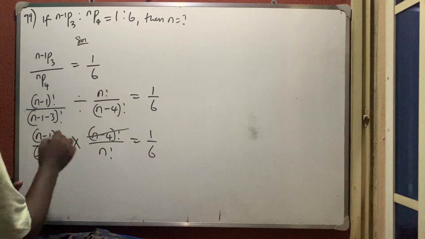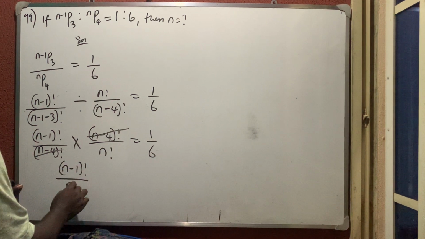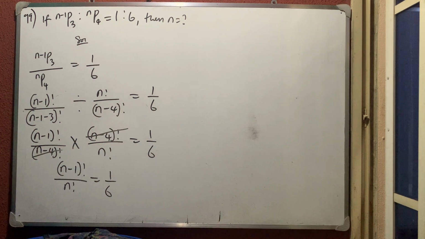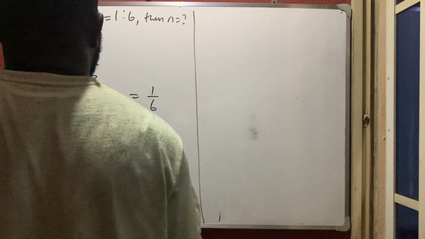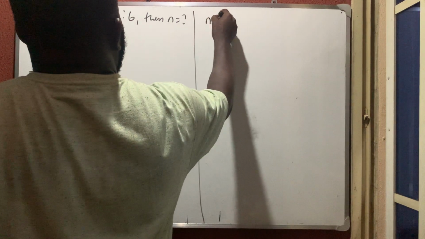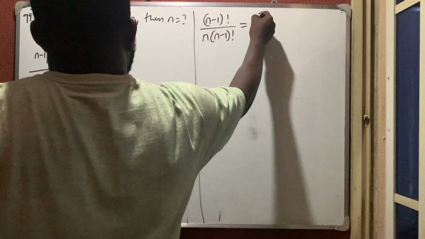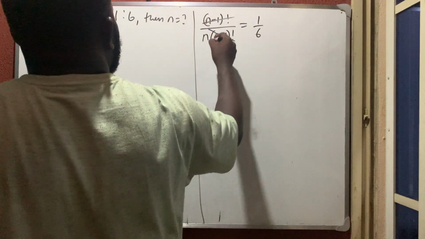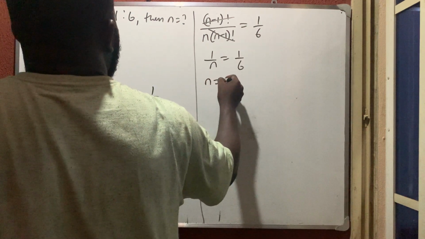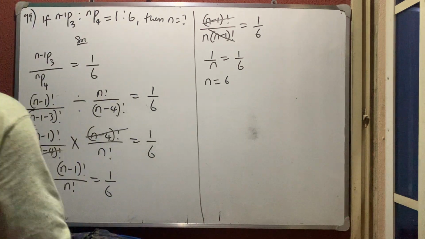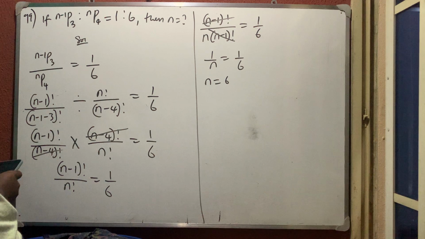So this can cancel this. So what do I have? n minus 1 factorial all over n factorial is equal to 1 over 6. So let me complete it here. Now this is n minus 1 factorial all over n into n minus 1 factorial is equal to 1 over 6. So this can cancel this to have 1 over n is equal to 1 over 6. So cross multiply to have that n is equal to 6. As simple as that. n is equal to 6.